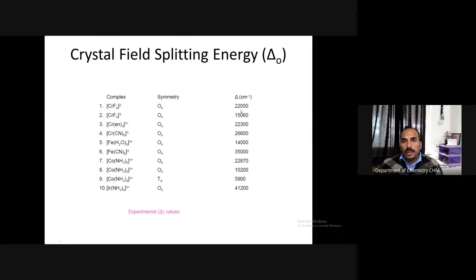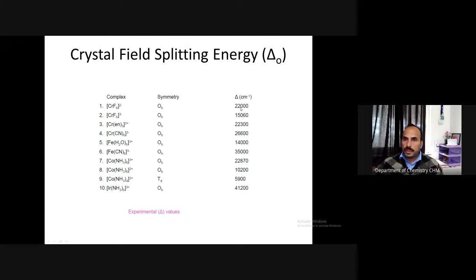So chromium hexafluoride 2 minus has 22,000 centimeter inverse. The oxidation state of chromium here is +4, right? In CrF6 3 minus, chromium is in the +3 oxidation state, and you can see it has only 15,000. Metal is same, ligand is same, geometry is same, but delta O is not the same because the oxidation state is not the same. A higher positive charge will attract ligands closer, with better interaction, so more repulsion between the electrons on the metal and ligands, and more separation between the t2g and eg levels. A lower oxidation state will not have the same effect.